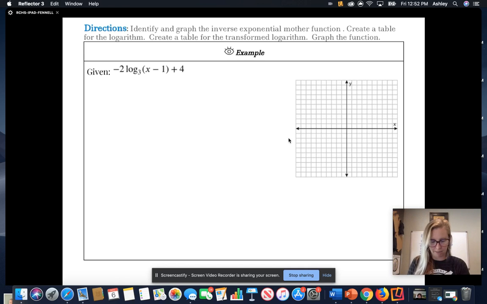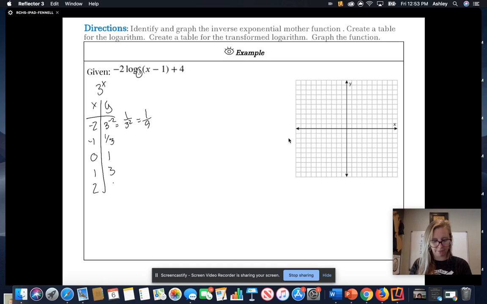That base stays the same, so the most basic exponential would be 3 to the power of x. We're going to make our xy chart so we know what this exponential function would look like. So if we take -2, 3 to the power of -2 is the same as 1 over 3 squared, which is 1 over 9. -1 is 1 over 3, so 1/3. Anything to the power of 0 is 1. 3 to the power of 1 is 3. 3 to the power of 2 is 9. So there's my exponential function.